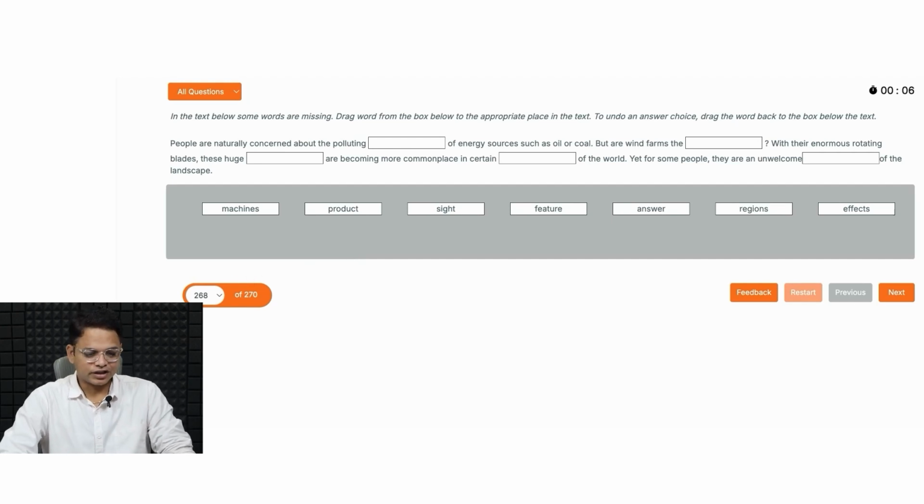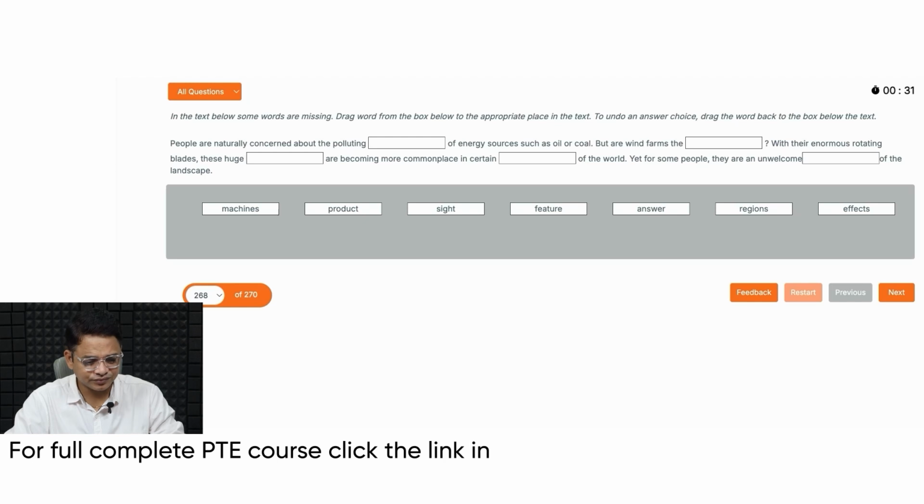Let's look at this question, guys. I'll read this question's first line. People are naturally concerned about polluting blank of energy sources such as oil or coal. So it's about pollution coming from oil or coal, right? Yet for some people, they are an unwelcome blank of the landscape. So this is not very clear, but by and large it's about pollution, oil, all that stuff. So people are, first blank, first step is over.